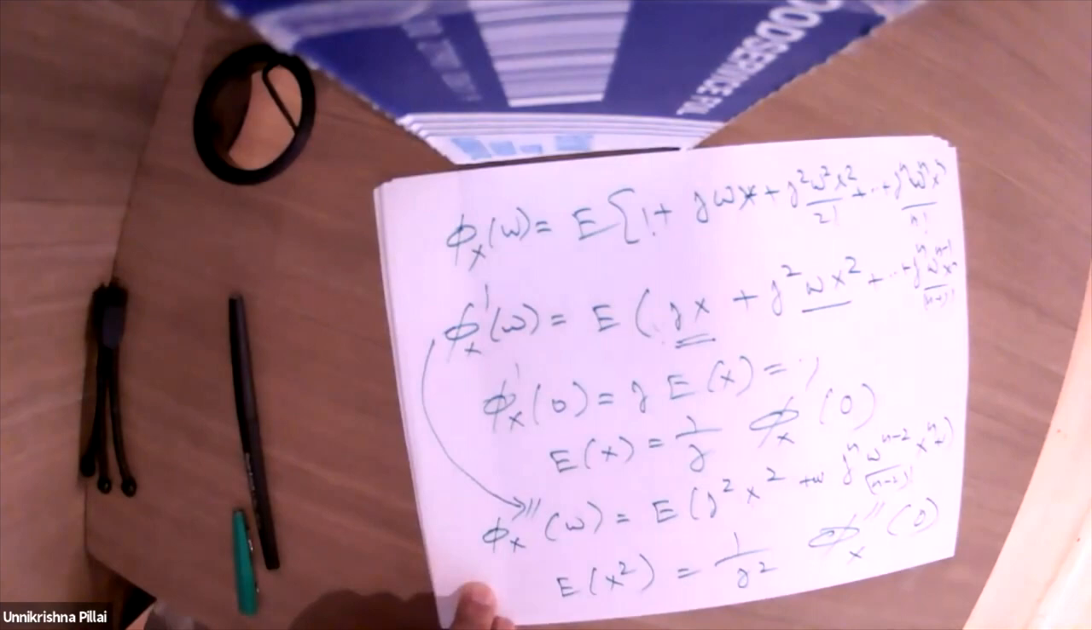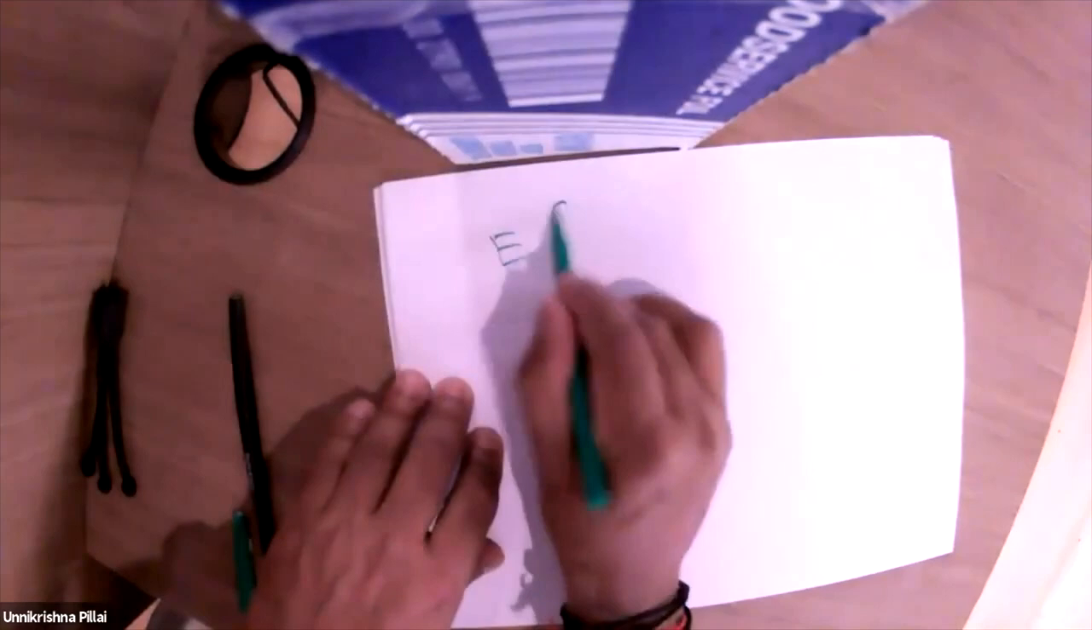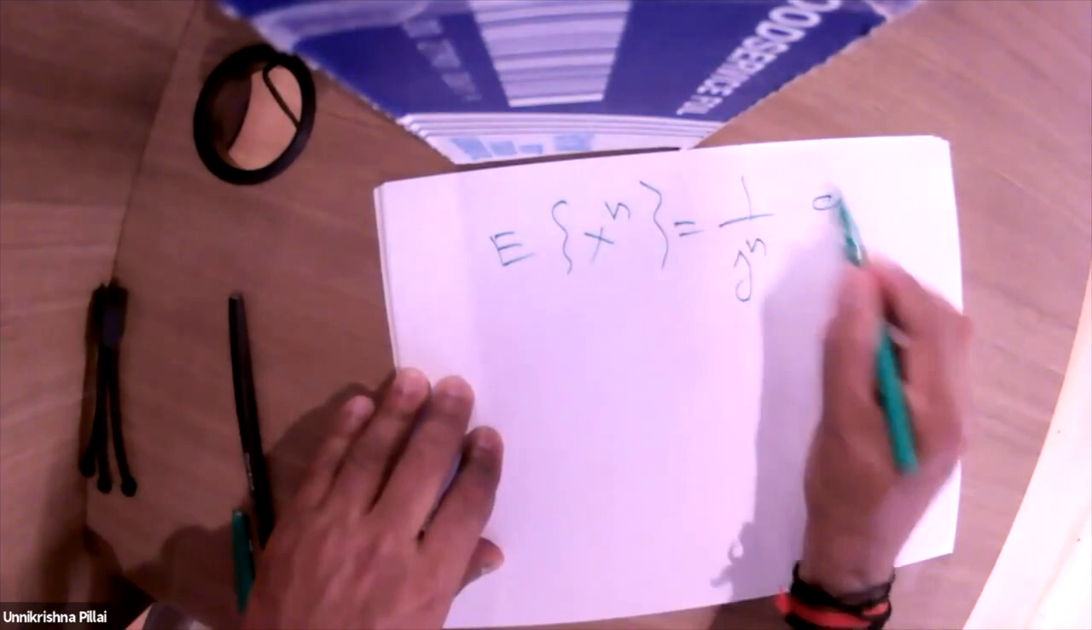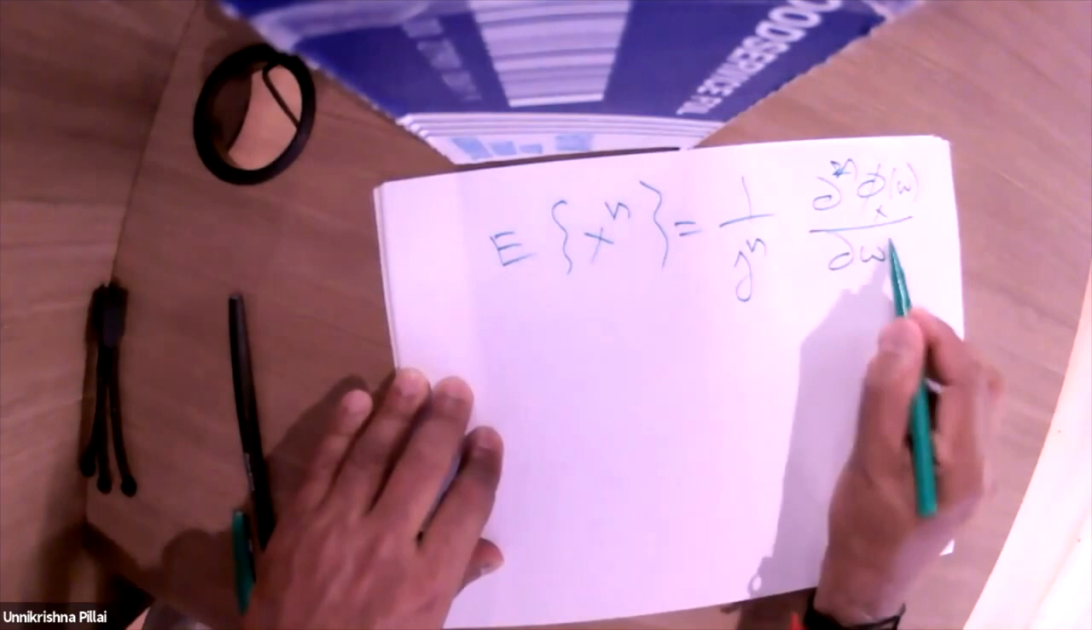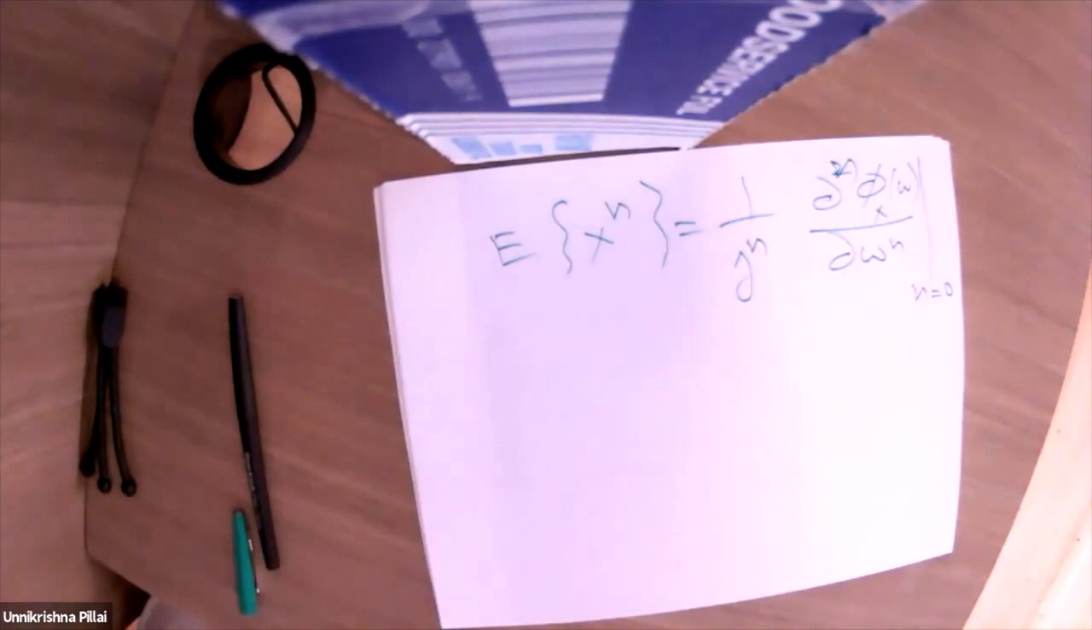So if you keep going that way, you should be able to see that if I take the derivative of this n times, I can use this expression. I take the derivative of the characteristic function n times, and then evaluate at omega equal to 0. So this is the expression, and that's a useful expression. I just derived it for you.